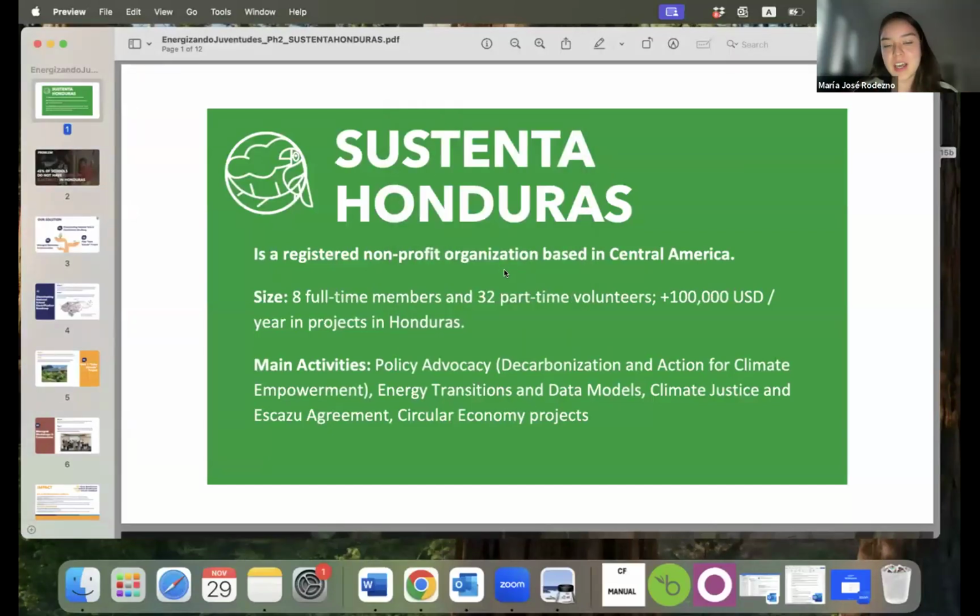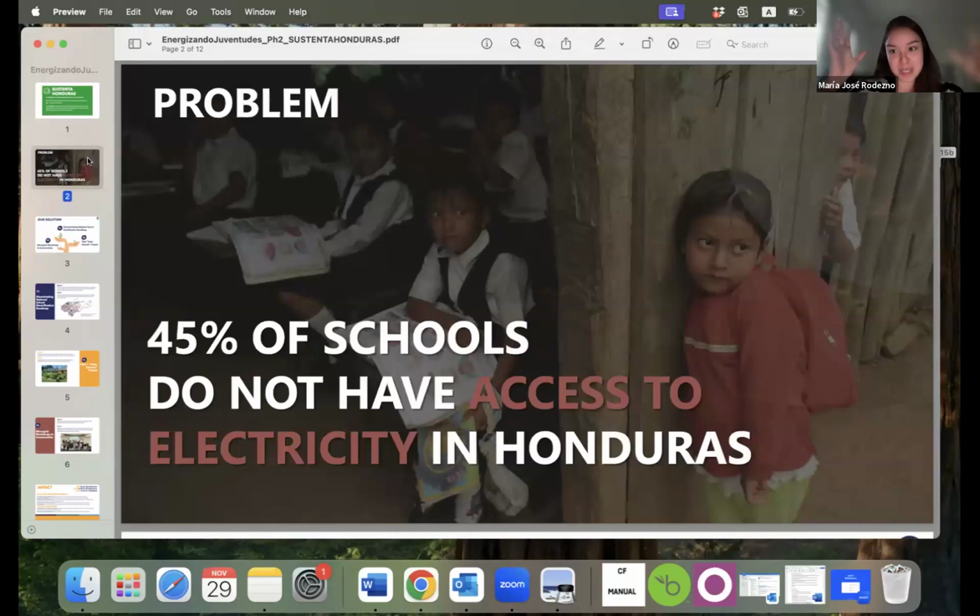But yes, my name is Maria. I come from Honduras, and I am a project monitor and evaluator at Sustenta Honduras. We are a youth-led organization that is based in Honduras, mostly focused on policy advocacy, particularly in decarbonization, action for climate empowerment, and at the moment focusing a lot on the energy transition and making energy available. And in this context, let me introduce you to our project, stating first the problem.